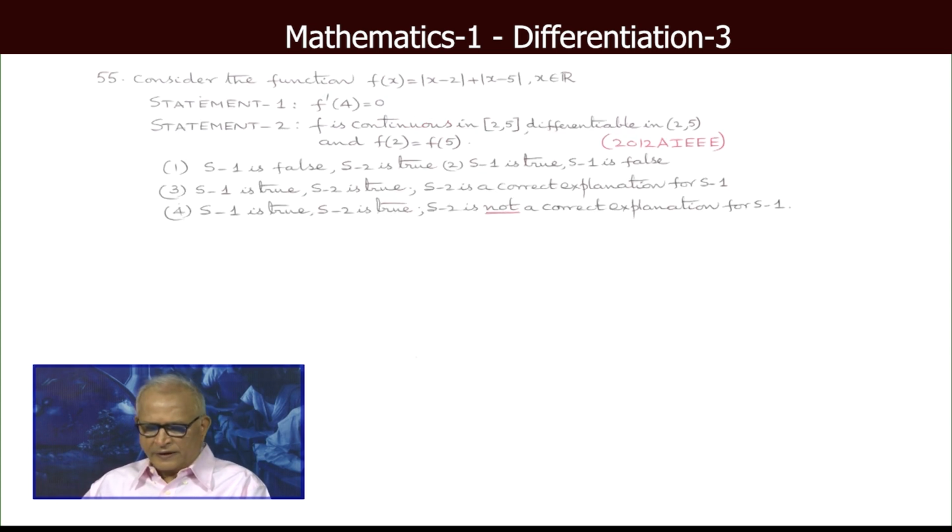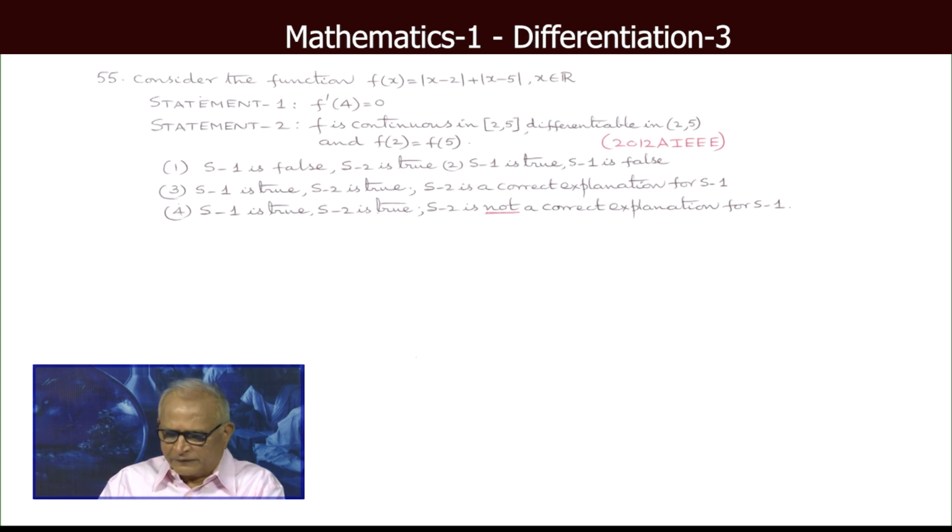2013 mains. Next, 55. Consider the function f(x) equal to mod x minus 2 plus mod x minus 5 for all real x. Statement 1, f'(4) equal to 0. Statement 2, f is continuous in closed interval [2, 5], differentiable in open interval (2, 5), and f(2) equal to f(5). Well, because mod x is continuous everywhere, nothing to dispute about the continuity of f in the closed interval [2, 5]. Also, f(x) fails to have a derivative at the 2 points at 2 and 5. For all other values between 2 and 5, clearly both mod x minus 2 and mod x minus 5 are differentiable. Therefore, that f is differentiable in the open interval (2, 5) is also correct.